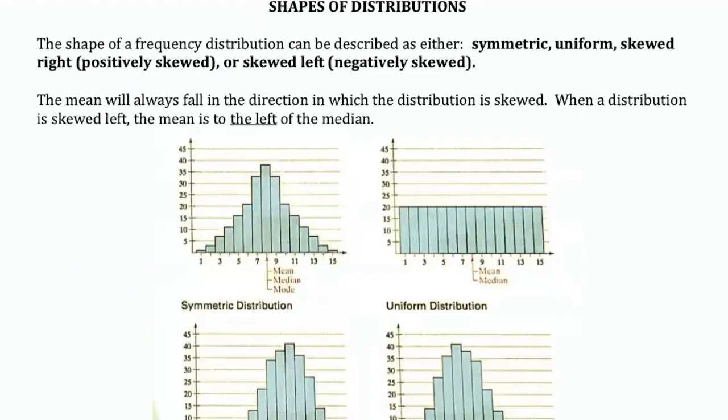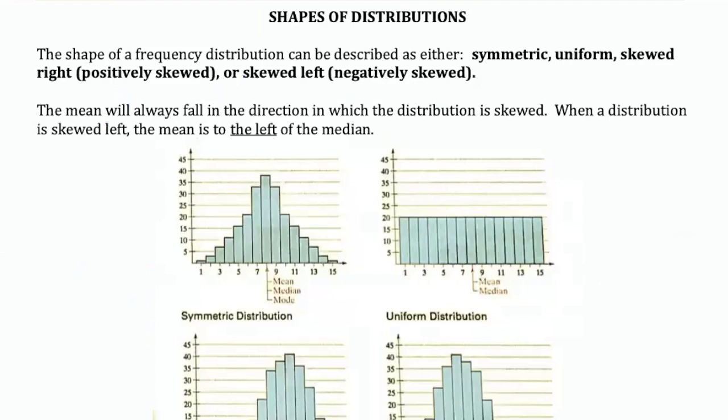The last topic in section 2.3 is about the shapes of distributions. The shapes of the distributions that we create using a histogram tells us something about the mean and the median and the mode. So there are 4 different types of shapes that you need to be aware of, which are symmetric, uniform, skewed right, skewed left. Sometimes the last two are referred to as positively skewed and negatively skewed. And the mean is always going to fall in the skew direction.